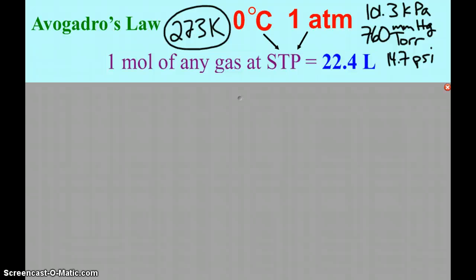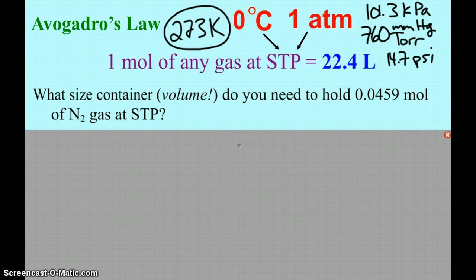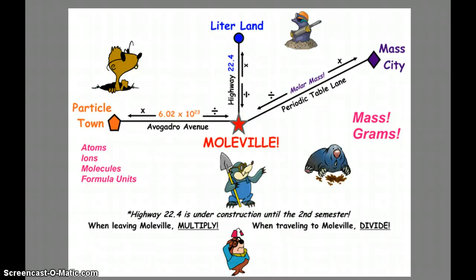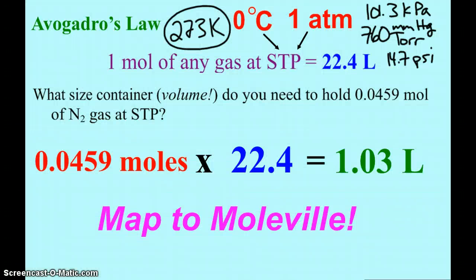Now, as far as solving Avogadro's law questions like this one, what size container, meaning volume, do you need to hold this many moles of nitrogen gas at STP? Well, this is just our map to moleville. Okay? If you know how many moles you have, you're in moleville. You want to know the volume, that's literland. And we're using highway 22.4. So to get from moles to liters, I need to multiply by 22.4. And that's exactly what I do. Moles times 22.4, and that gas is going to need a 1.03 liter container.